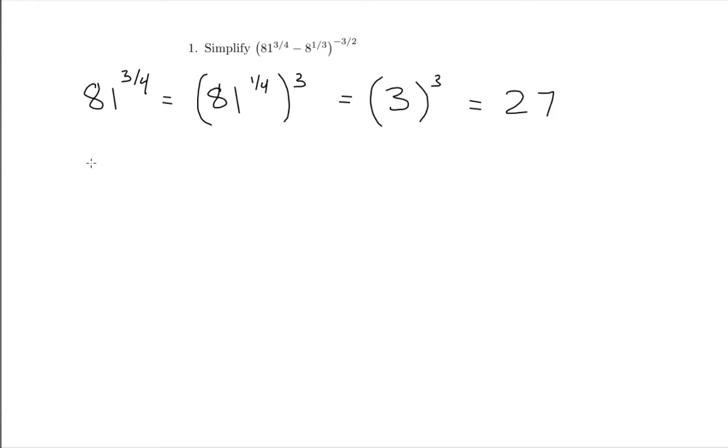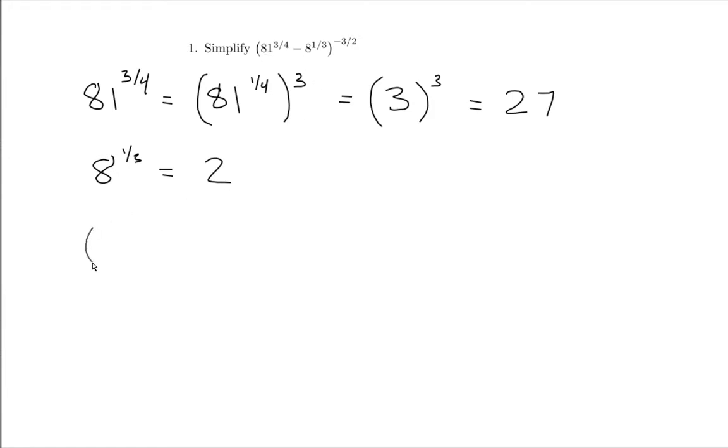Now let's take a look at the other one. 8 to the power of 1/3, so we have to ask ourselves, what number do we need to multiply by itself 3 times to give us 8? The number that does this is 2, because 2 times 2 times 2 is equal to 8. So 8 to the power of 1/3 is 2. So these two things can simplify into 27 minus 2.